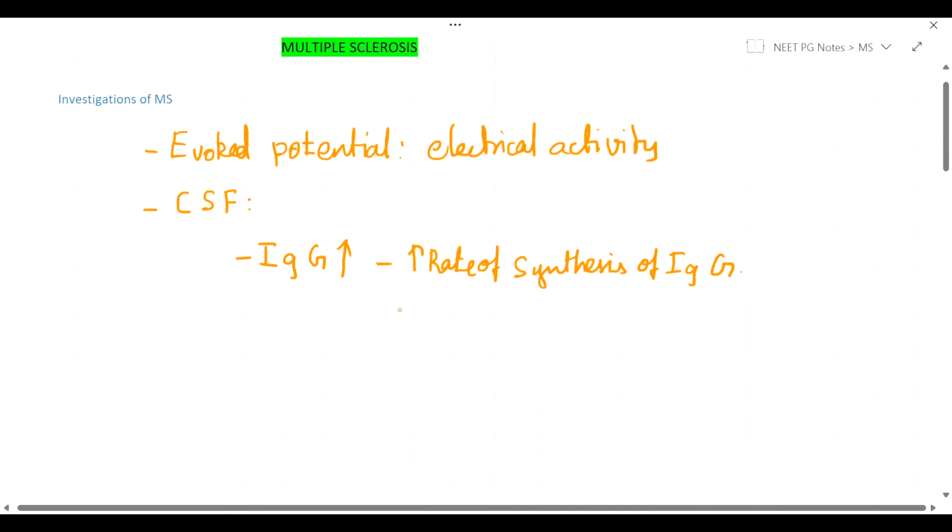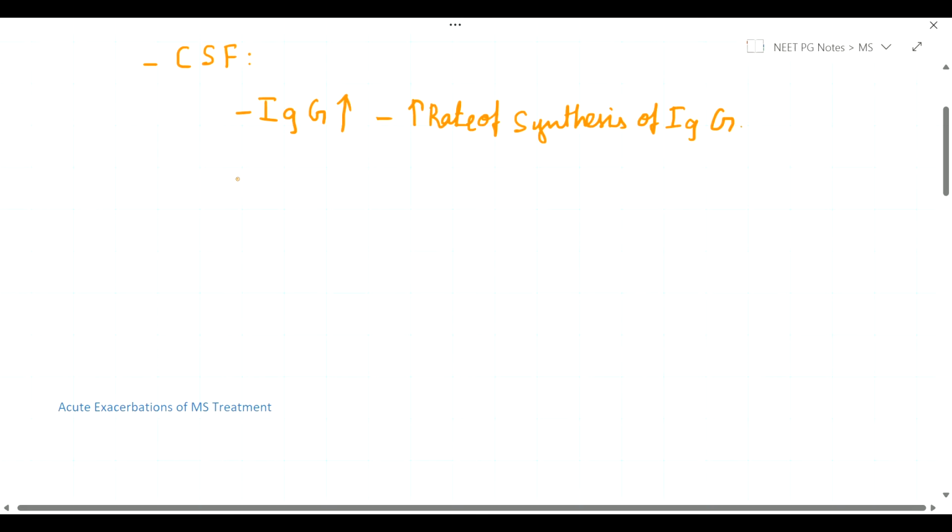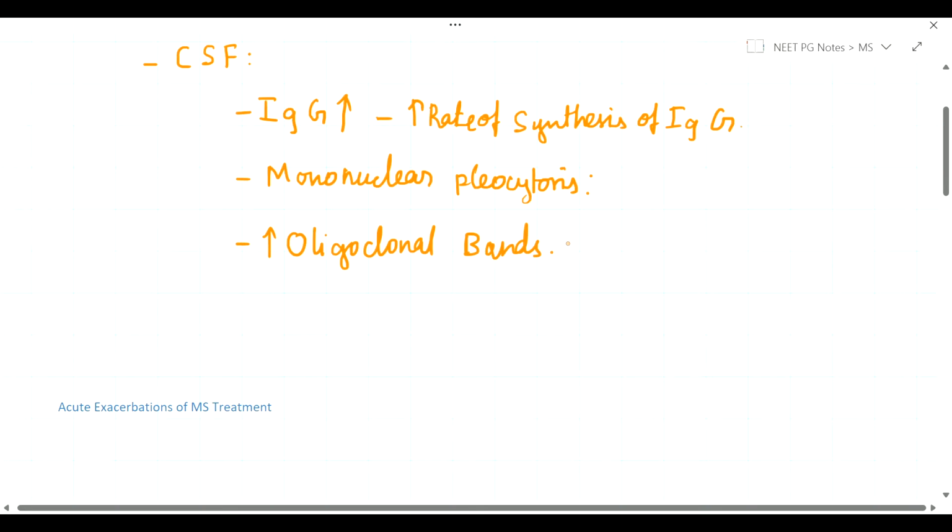Fine. Then after this, we'll also see the mononuclear pleocytosis. Mononuclear pleocytosis. That is, there is an increased number of mononuclear cells in the CSF, right? So after this, in the CSF itself, there is one more important thing that is elevated. What is it? It is increased oligoclonal bands. Oligoclonal bands, which will be increased, right? So these are the main investigations that we actually do.